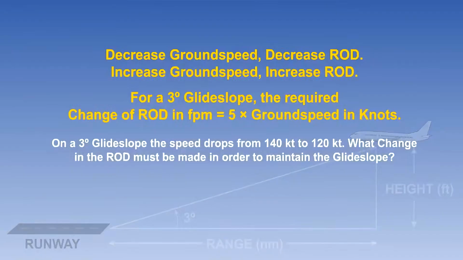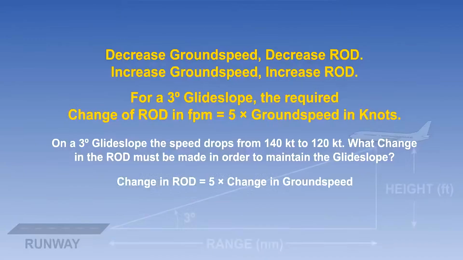So, if we are on an ILS approach into London Heathrow, which has a 3-degree glide slope, and the speed drops from 140 to 120 knots, what change in the rate of descent must be made in order to maintain the glide slope? The ground speed has reduced by 20 knots. So, the rate of descent must be reduced by 5 times 20, which is 100 feet per minute.